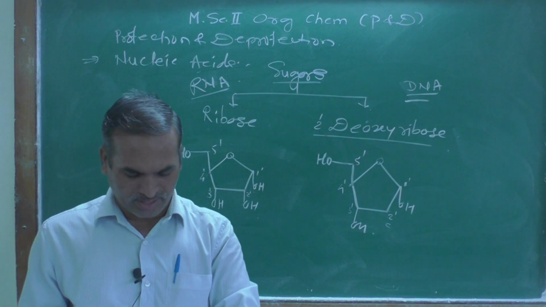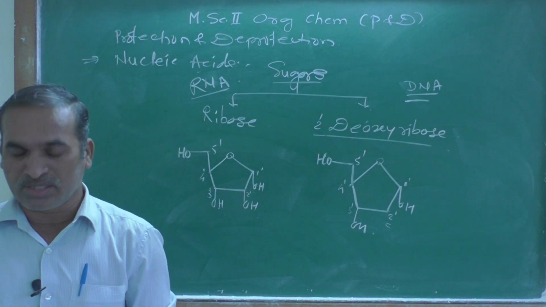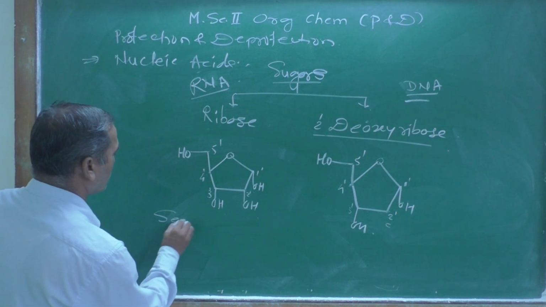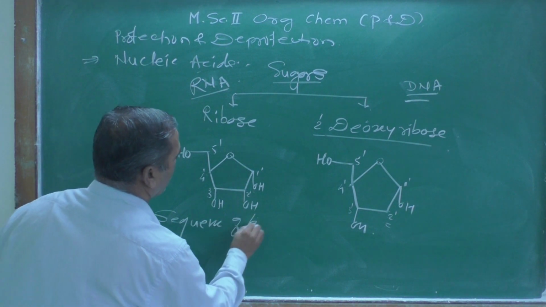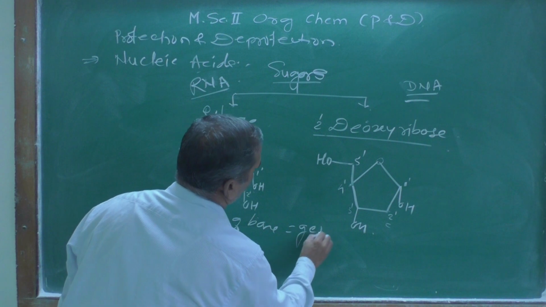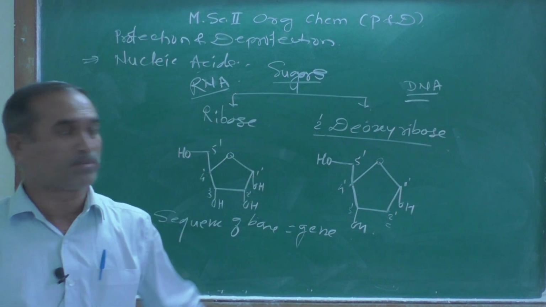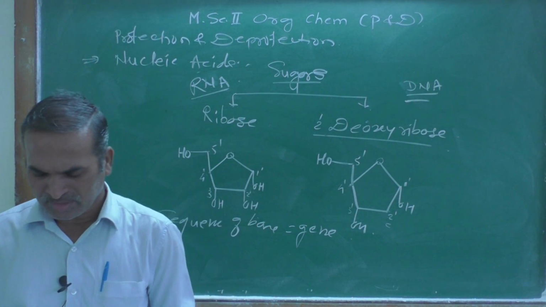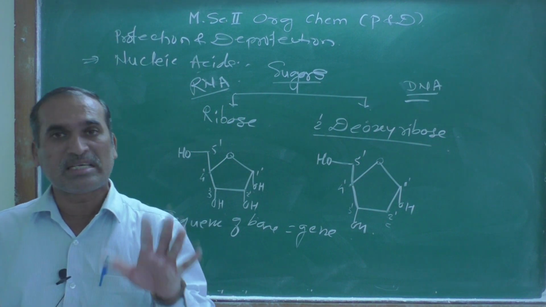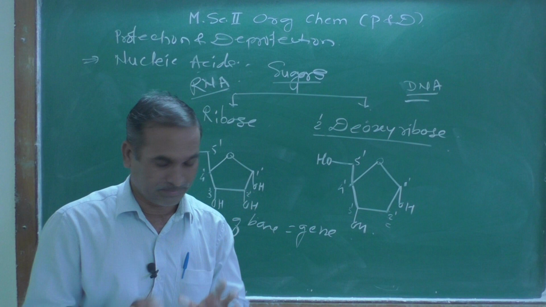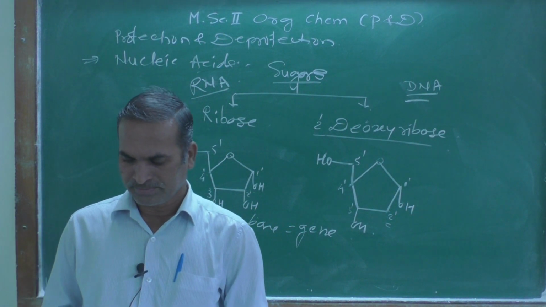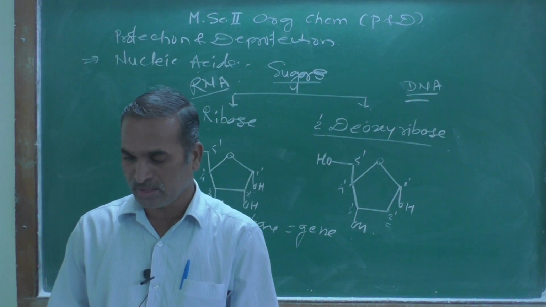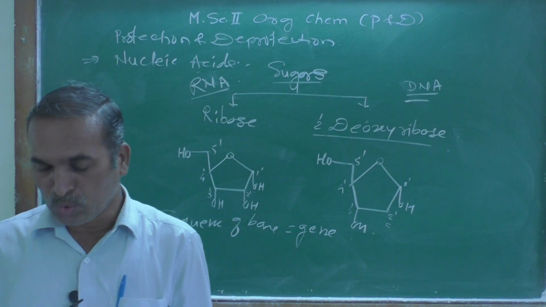The sequence of bases is nothing but a gene. As we know, all genetic information we are getting from the RNA. This is the sequence of bases, a gene, and 3 bases code for protein synthesis. And now let us look at the next one, nucleosides.